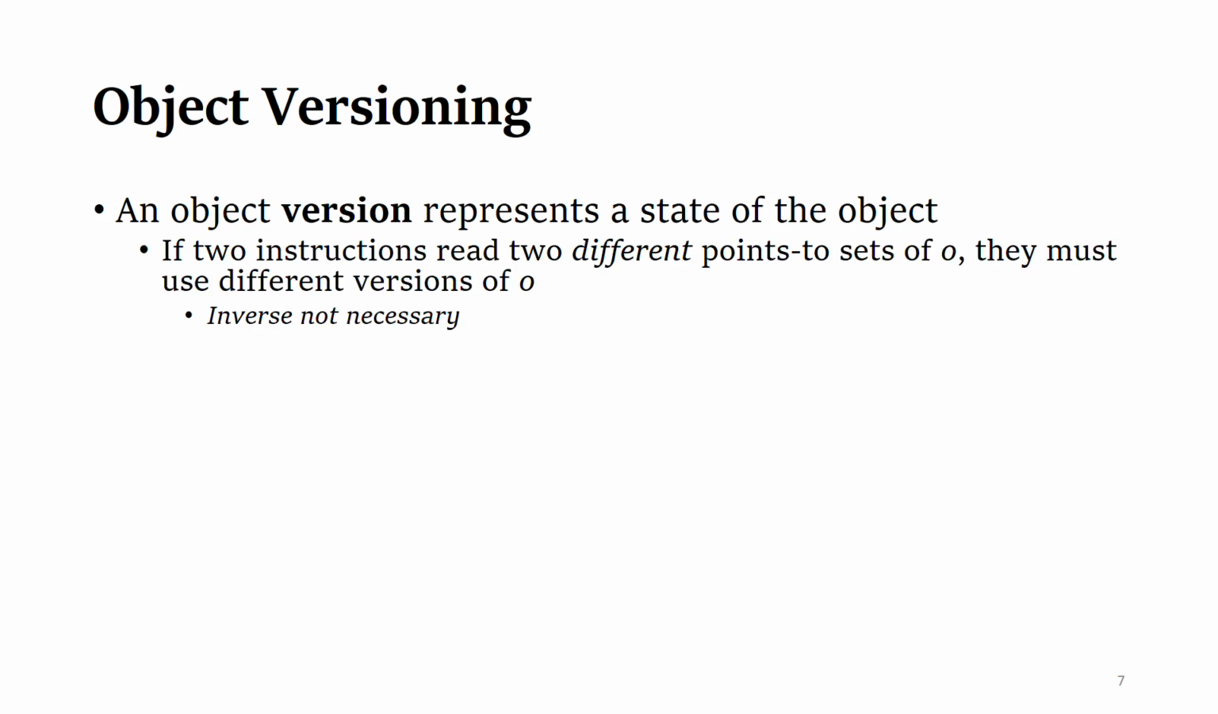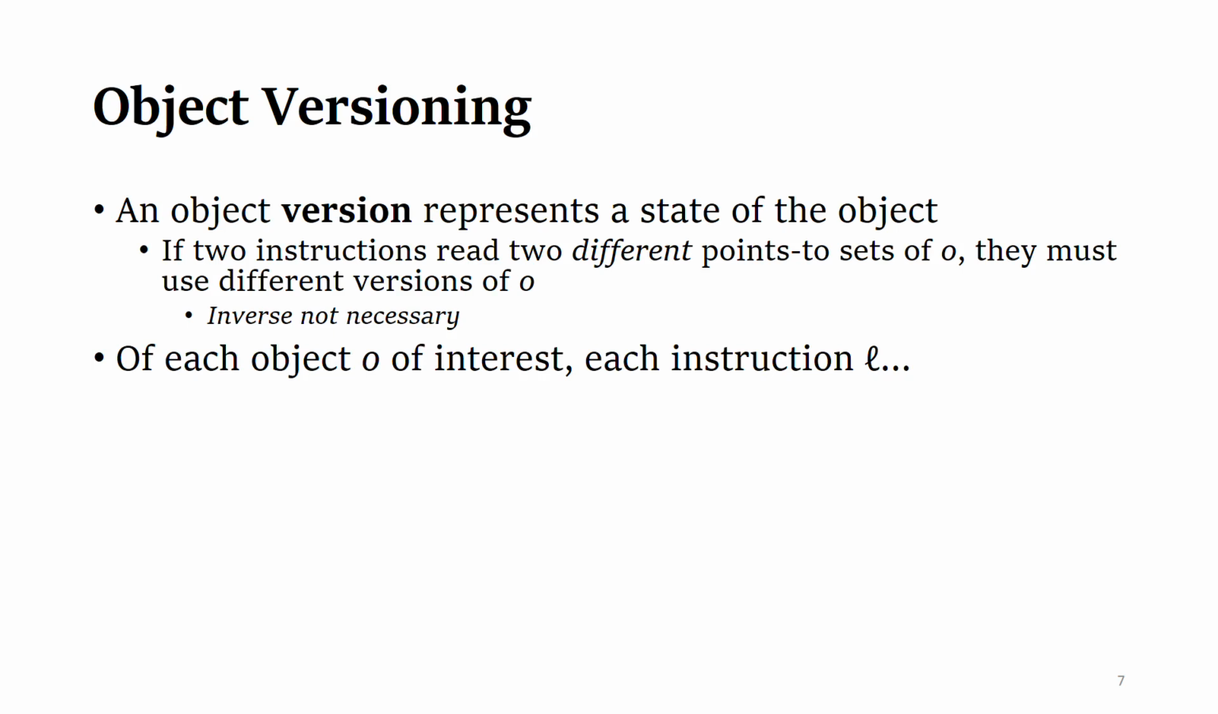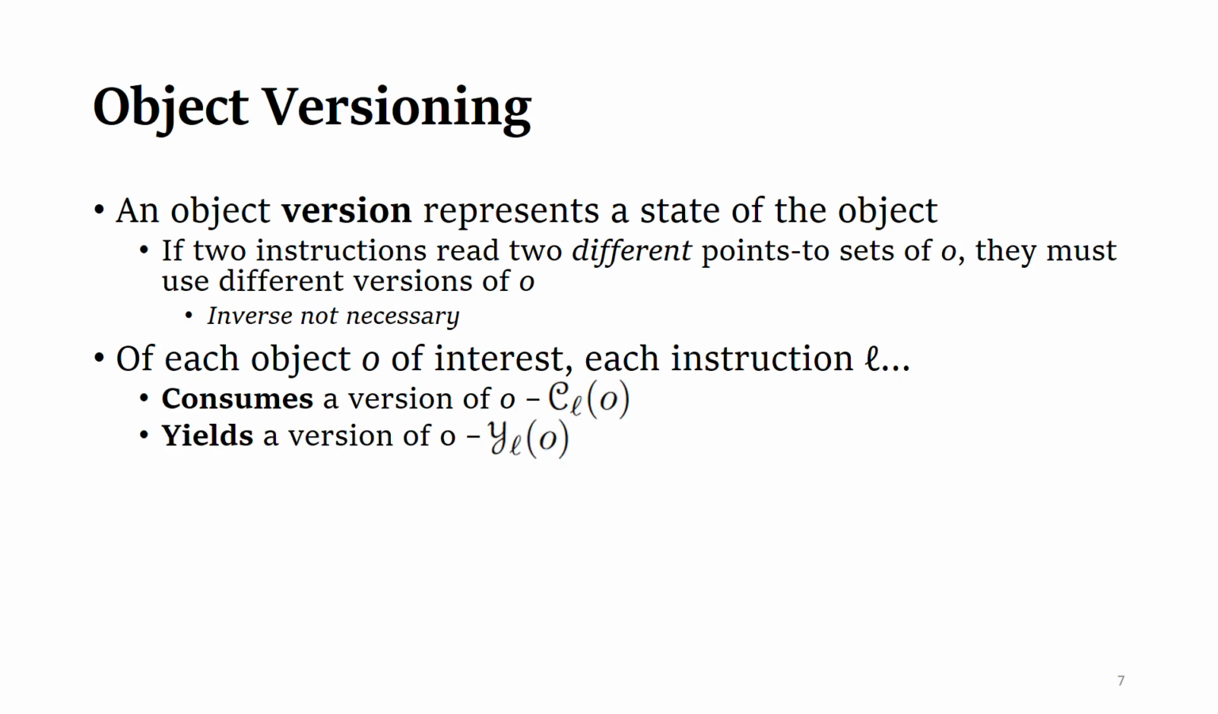For example, version X of an object may be read at a set of instructions, and version Y may be read at another set. To encode the relation between instructions and object versions, we say that each instruction 1 consumes a version of O, represented by this C function, and 2 yields a version of O, represented by this Y function. The consumed version of O represents the state of O before the instruction, and the yielded version of O represents the state of O after the instruction.